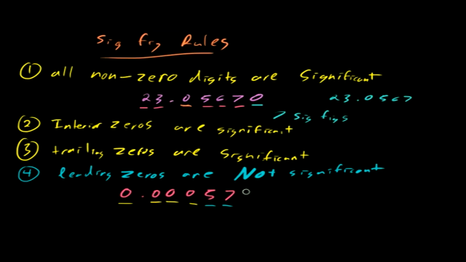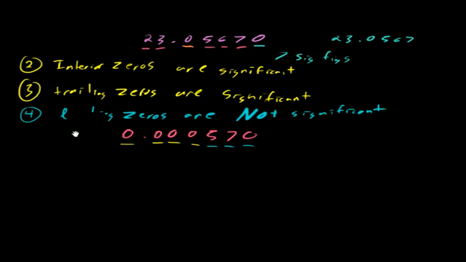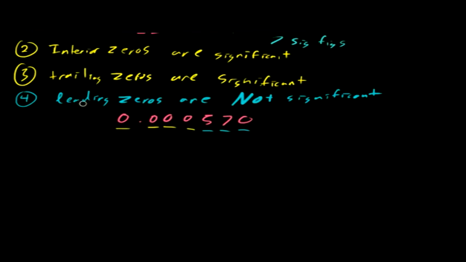How about if we put one 0 at the end? Would this 0 be significant or not? Well, it would be significant, right? Because it's a trailing 0. So this 0 is significant because it's a trailing 0. These zeros are not significant because they're leading zeros. So anyway, those are most of the rules. Now, one other part, which has more to do with the trailing zeros.